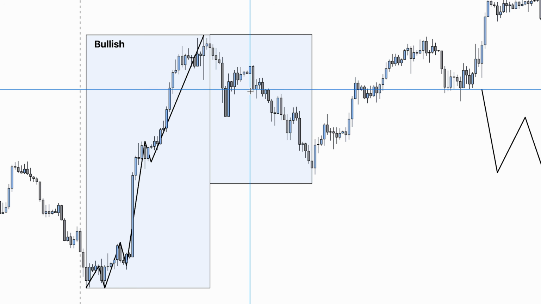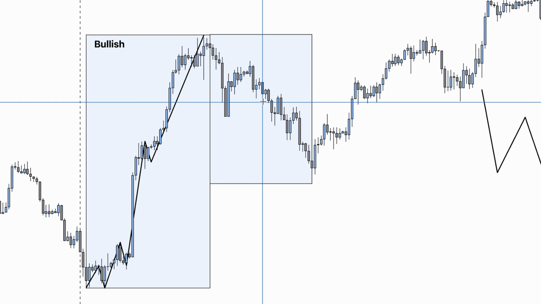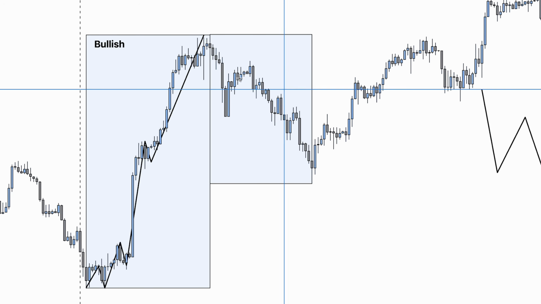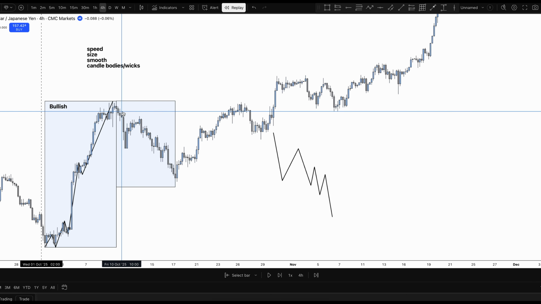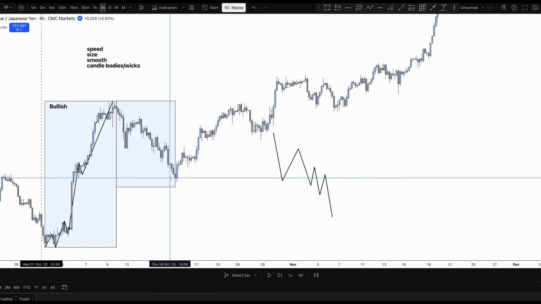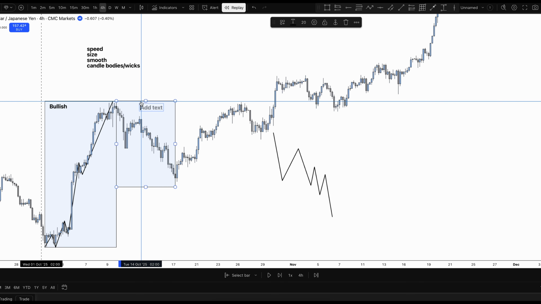And then in the downward movements, even through just one standard down move, we've got multiple indecision candles with equal wicks either side, and we see that repeat throughout. So this one is not that fast. The candles are not that large. It's not very smooth, and the bodies and wicks are showing a notable amount of indecision. So this one would basically be weak seller control.